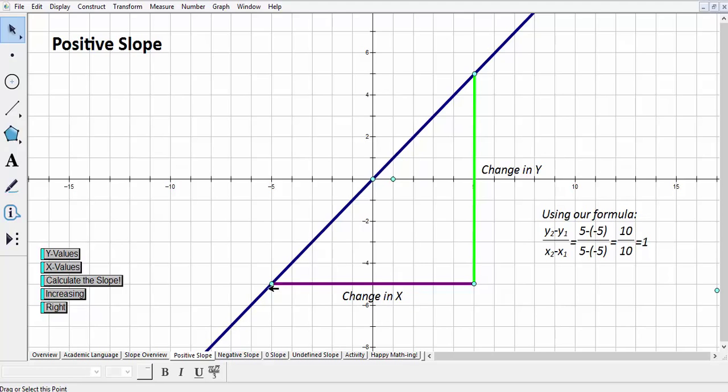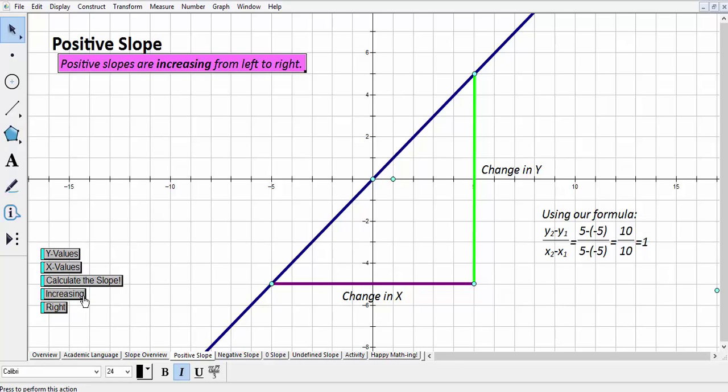So as you can see, going from left to right on this graph, it is increasing, which is characteristic of a positive slope from left to right. Another important thing is that positive slopes lean to the right.